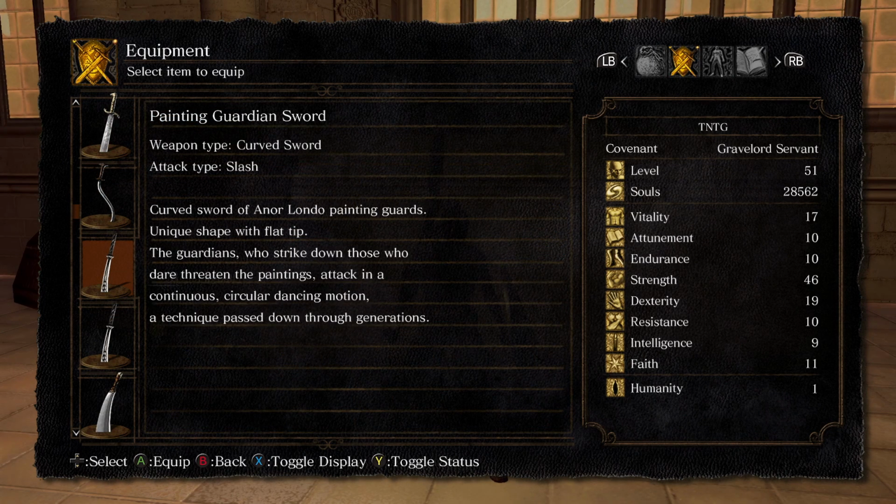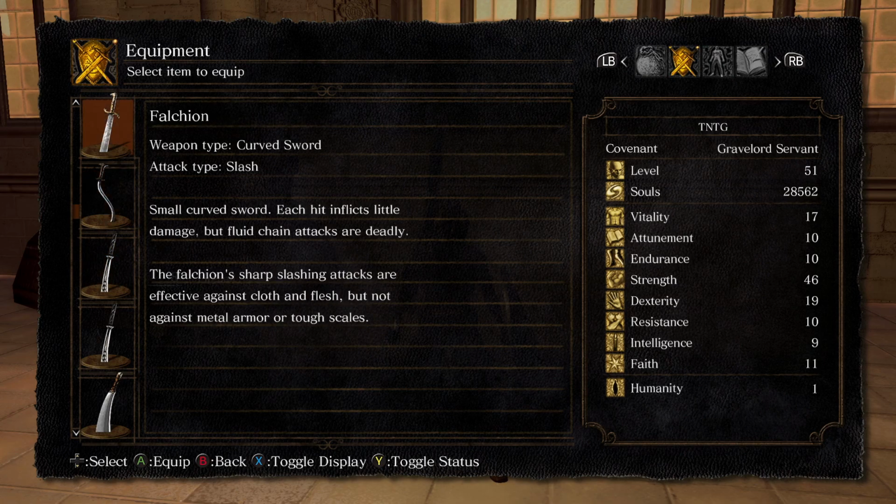And now to talk about the Painting Guardians and their sword. "The Painting Guardian's sword. Curved sword of Anor Londo painting guards, unique shape with flat tip. The Guardians, who strike down those who dare threaten the paintings, attack in a continuous circular motion, a technique passed down through generations." The Painting Guardian is part of the curved sword family that starts with the falchion and scimitar in the catacombs.